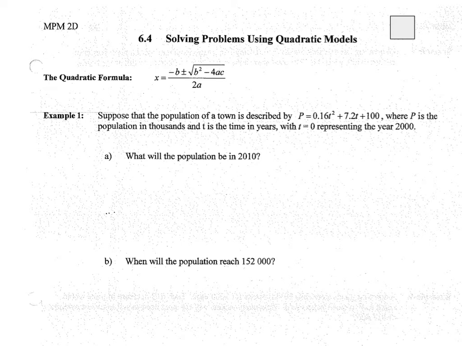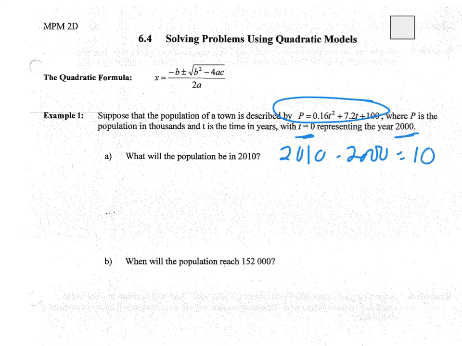the population of a town is described with this equation, where P is the population in thousands, and T is the time in years, and T0 is the year 2000. So in the first question it asks, what will the population be in 2010? So 2010 minus 2000 is 10. So we're going to use t equals 10 to solve.